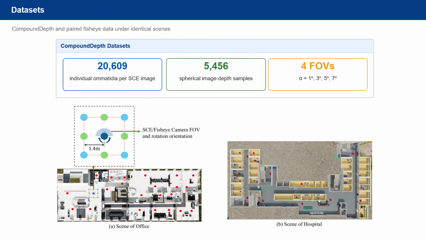For evaluation, we build CompoundDepth using IsaacSim. Each SCE image aggregates responses from 20,609 ommatidia, and the dataset contains 5,456 spherical image depth samples. We also render paired fisheye data under identical scenes, so the comparison between SCE and fisheye modalities is controlled.